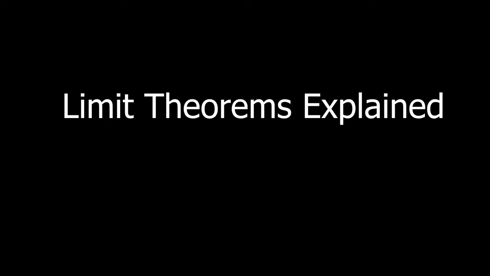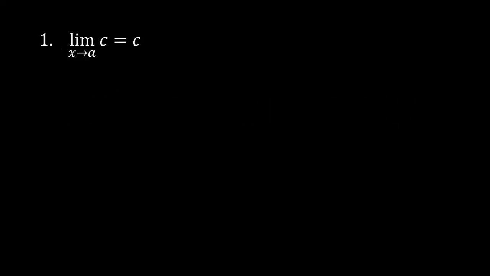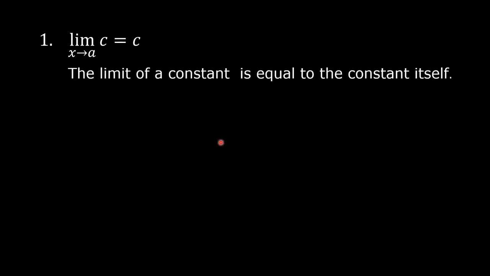The limit theorems will be explained and illustrated with examples. Theorem number 1. The limit of c as x approaches a is equal to c. This means the limit of a constant is equal to the constant itself. C represents the constant.